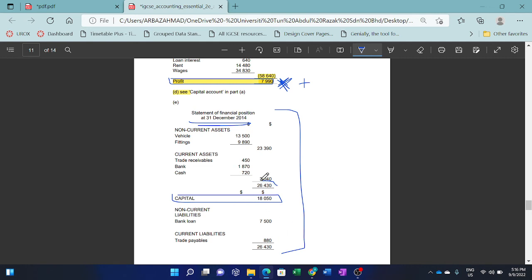The total of the asset side should be 26,430, and the total of this side should also be 26,430. So this is all for this video.